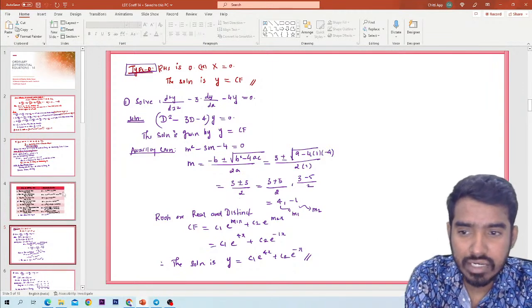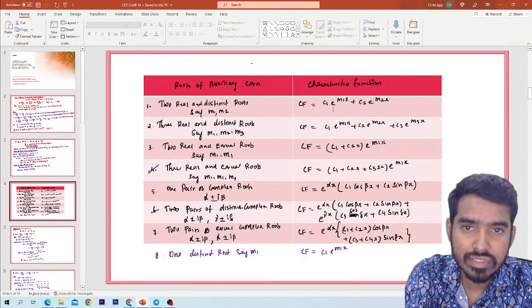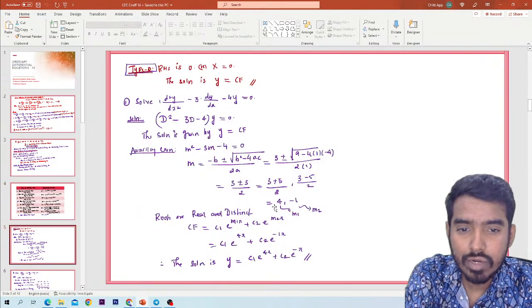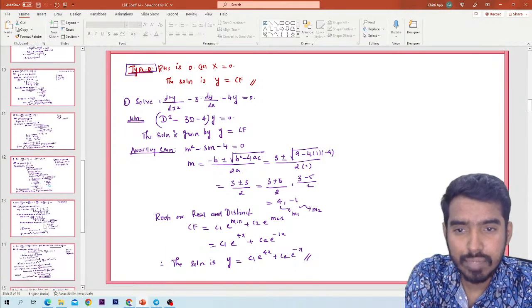If you have two distinct real roots, the characteristic function is c1 e power m1x plus c2 e power m2x. So here m1 and m2 are 4 and minus 1. Substitute back here, right? This is a solution also. This is what we discussed in the previous class, right?